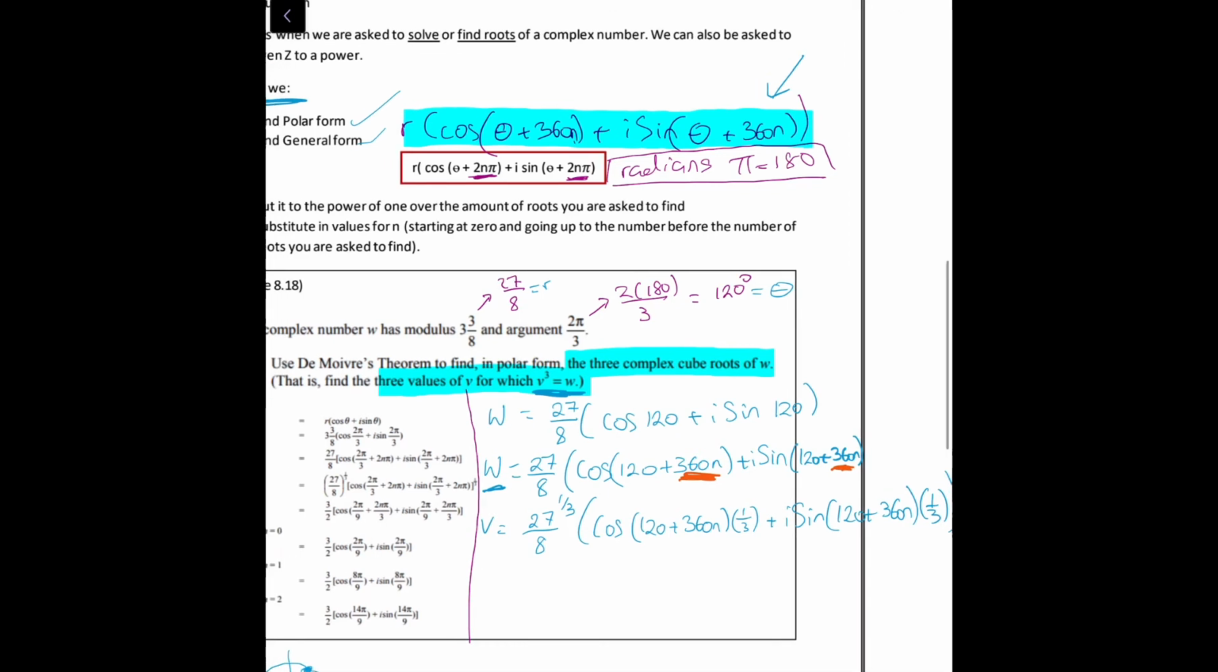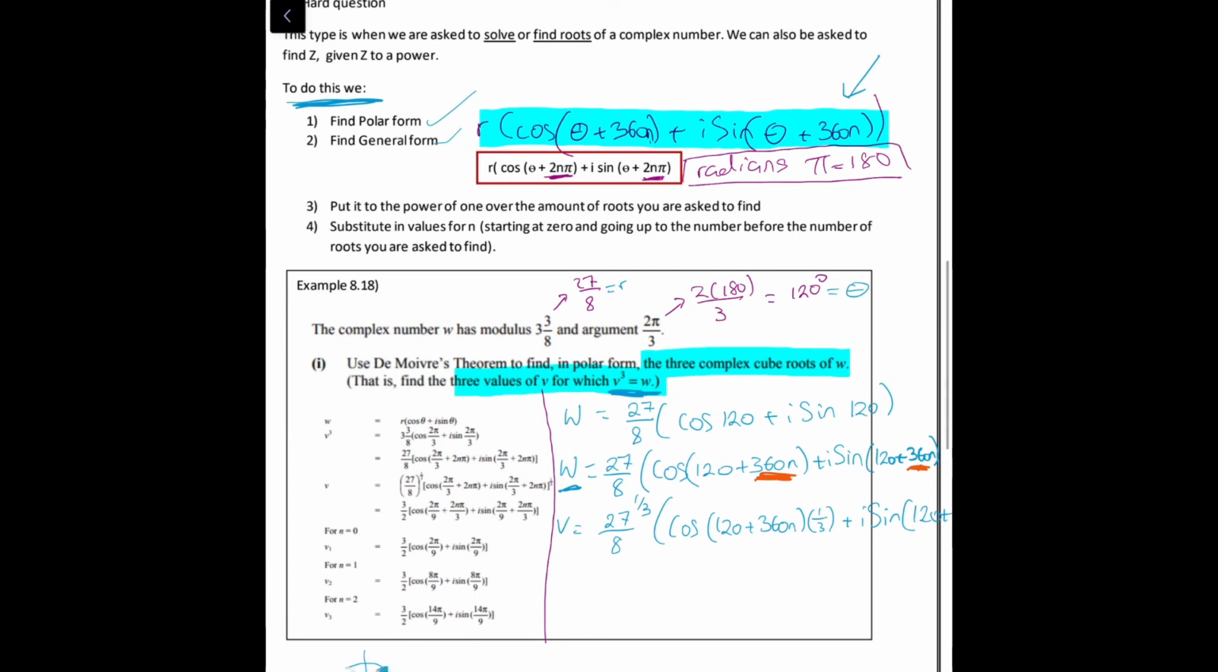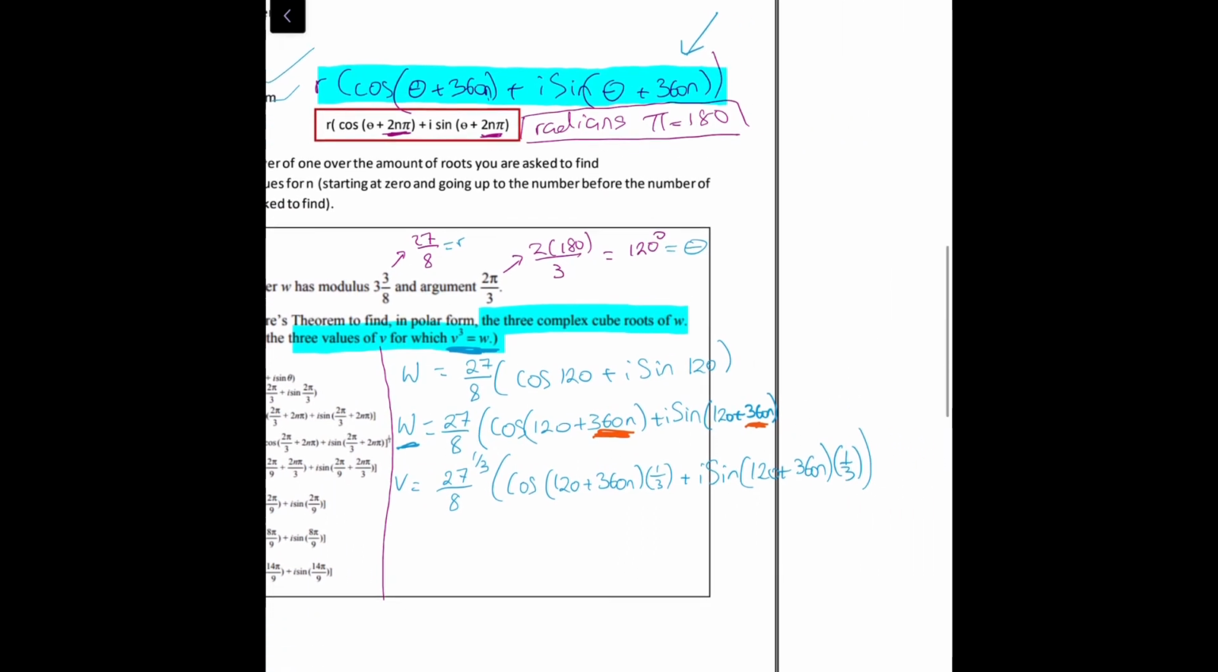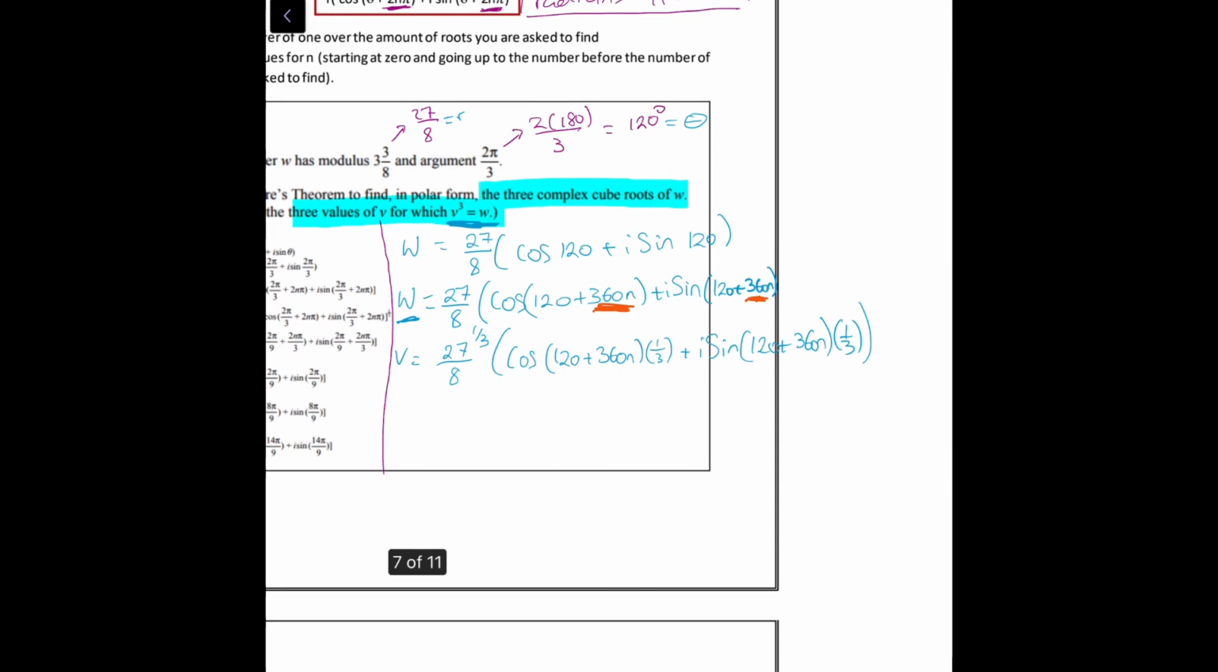Now the last step here, if I just move back, step 4 at the top, it says substitute in values for n, starting at 0 and going up to the number before the number of roots you're asked to find. So what that means is I must find 3 roots. So I'm starting at 0, I'm using 0, 1 and 2. That gives me 3 roots, and that's the 3 roots that I want. And I'm going to the number before the number of roots you were asked to find, so I'm going to the number 2 rather than to the number 3. That's what that means.